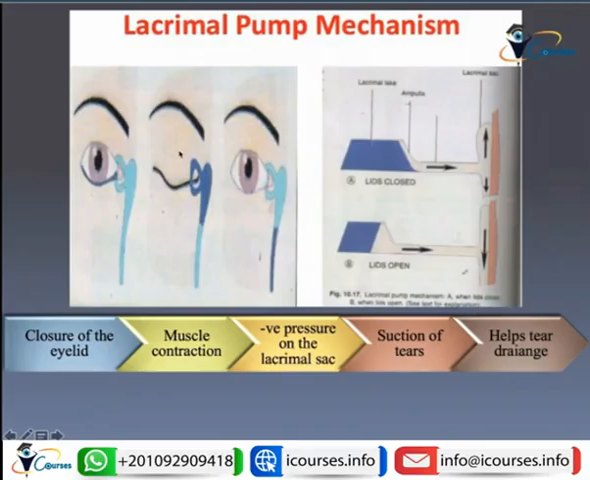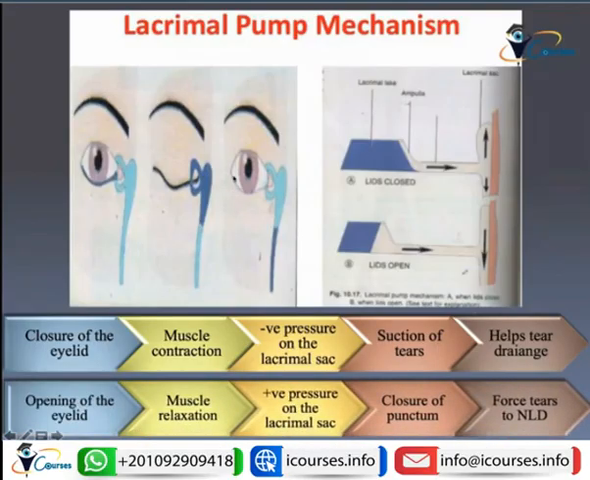Then when we open the eyelids, this will lead to relaxation of the muscles. Relaxation of the muscle will cause positive pressure in the lacrimal sac that will push down the tears into the nasolacrimal duct and cause closure of the puncti. So this is called the lacrimal pump mechanism. By contraction and relaxation of the palpebral part of the orbicularis oculi, specifically the muscle of Horner, this will lead to suction of the tears from the puncti to the canaliculi, and the positive pressure will push these tears into the nasolacrimal duct.